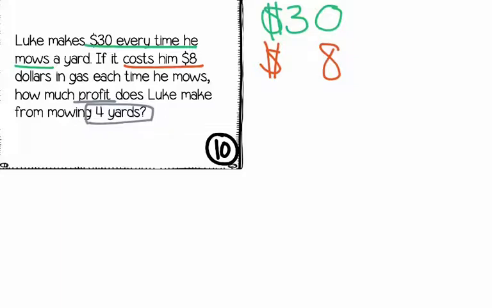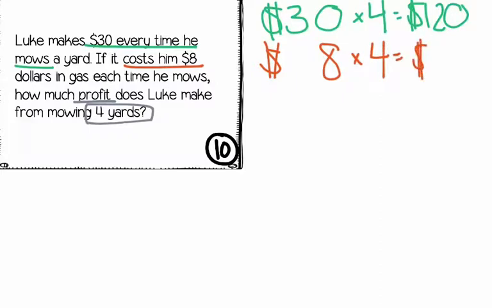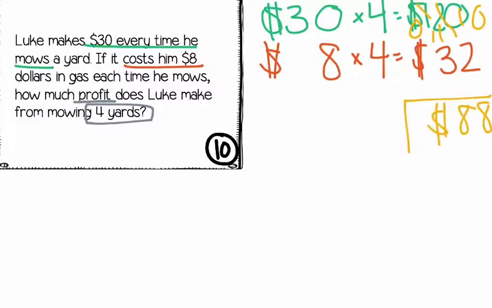So I would figure out my income. 30 times 4 is $120. So he was paid $120. But it cost him $32 to mow all 4 yards. So then I can find my profit. So he really made $88. He gained $88.